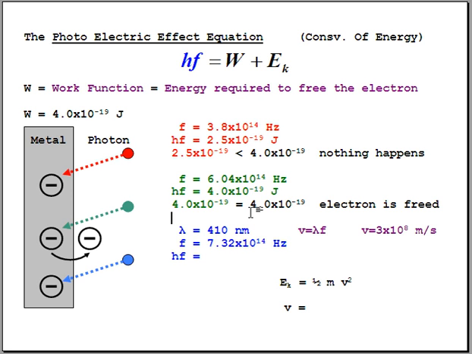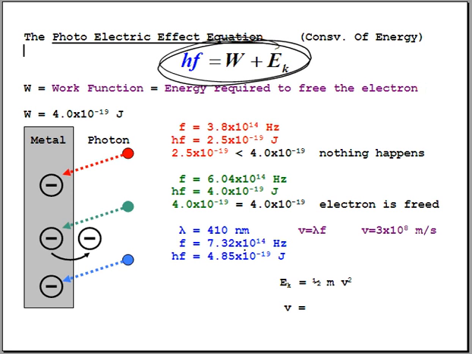Now we can keep on going and find out what our hf value is. Check it out now. 4 times 10 to the negative 19 was just enough to knock the electron free. We now have more than that, right? 0.85 times 10 to the negative 19, or what probably people would call 8.5 times 10 to the negative 20. We're going to have a little bit of extra energy, and that's all this photoelectric effect equation is about.